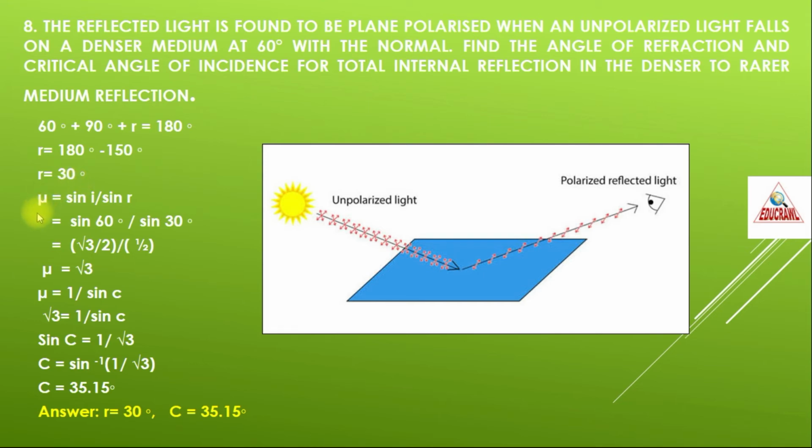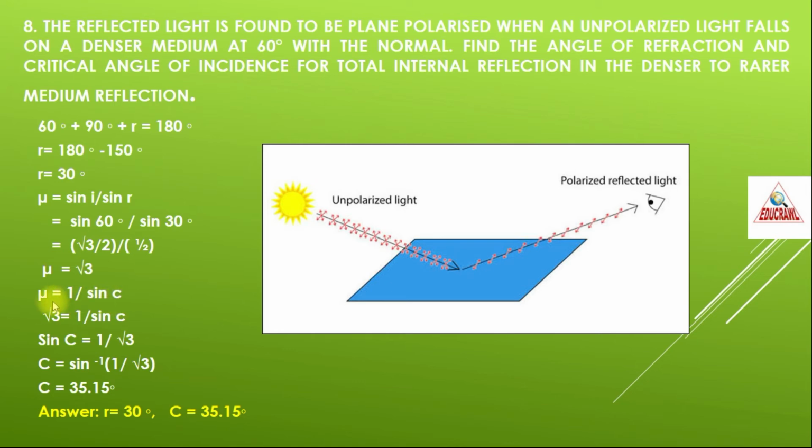So you can easily find the refractive index. Mu is equal to sin I by sin R. We know the formula of refraction as mu is equal to sin I by sin r, which is equal to sin 60 degrees divided by sin 30 degrees. Sin 60 is root 3 by 2, sin 30 is 1 by 2. Substituting the values, you get mu is equal to root 3.